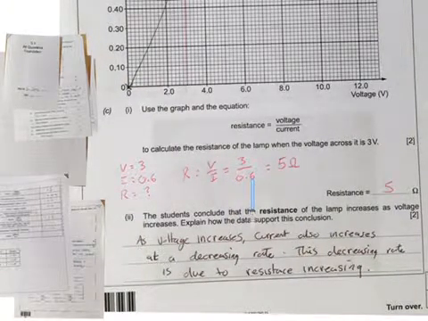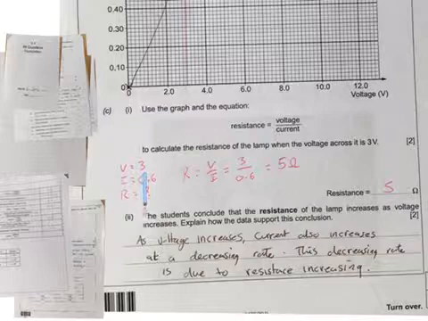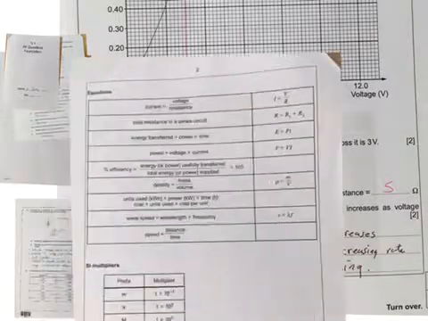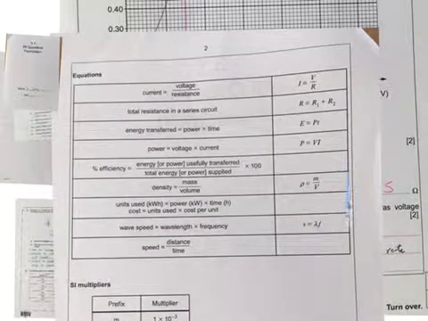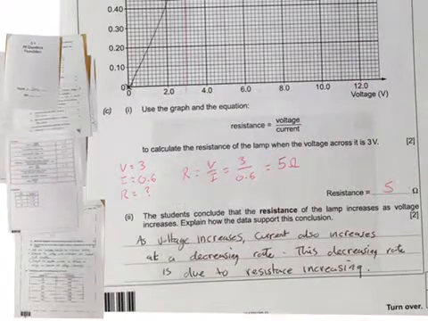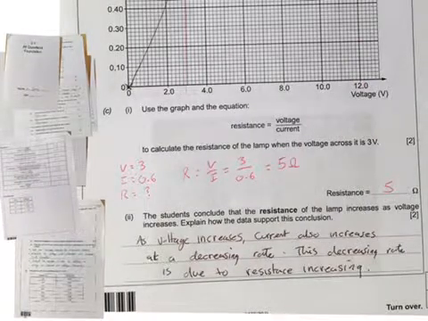So my current is 0.6, my voltage is 3, because it's already given to me. What's my resistance? Well, I just use this. But again, if they didn't give it to me, to calculate resistance I'm going to use V = IR, this one, and then I'm going to rearrange that. And then it comes out to be 5 ohms.